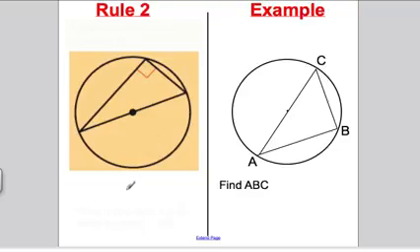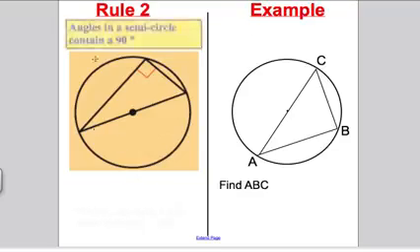Okay, let's move on to rule 2. Here's a picture for rule 2. What rule 2 says is that angles in a triangle that's in a semicircle inside the circle must have a 90 degree at the circumference. So a way to write it in the exam: angles in a semicircle contain a 90 degree.